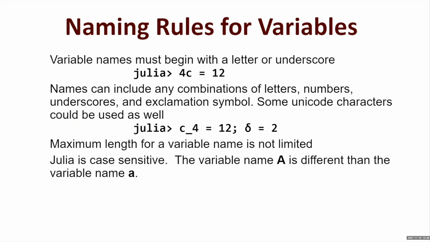And naming rules for variables. This is almost the same for all the imperative languages, at least in all the programming languages I'm familiar with, like Java, C, Fortran, MATLAB. They require you to use a letter as the first symbol in your variable name. Like here, 4c equals 12 will give you an error because you cannot use a number as the first character of your variable. But underscore works, and Unicode characters also work. Also, Julia is case sensitive.